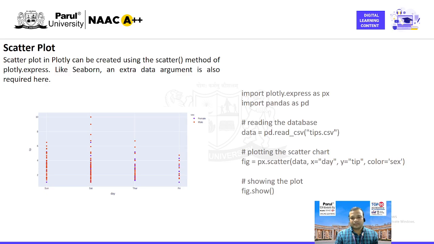Then plotting the scatter plot, fig is equals to px.scatter, data, x is equals to day and y is equals to tip, color is equals to sex. That means we use x and y coordinates, x representing the day and y representing the tips. After that, we want to show this plot, so you can just use the fig.show function. After execution of this code, you will get this type of plot using Plotly.